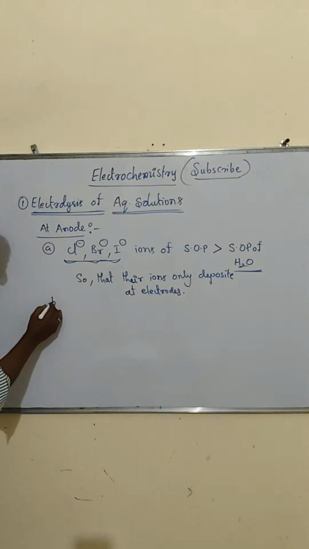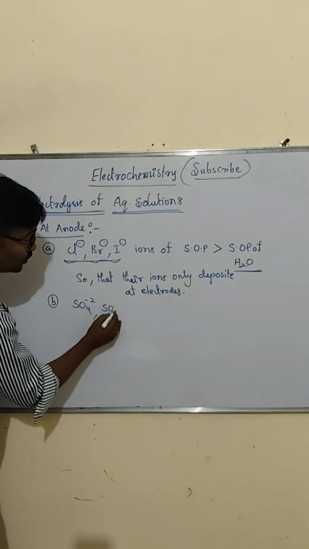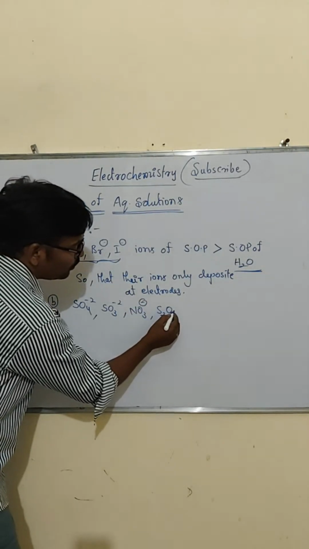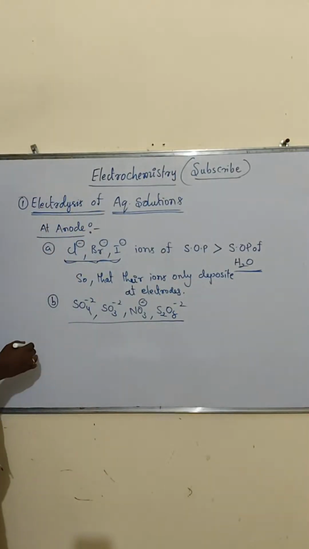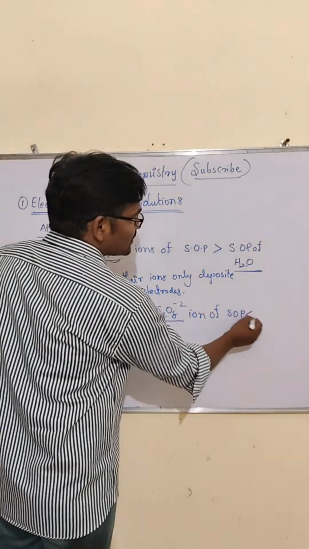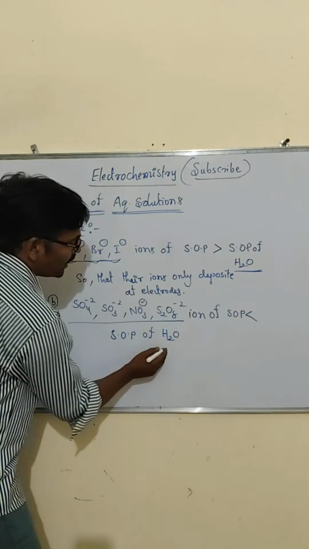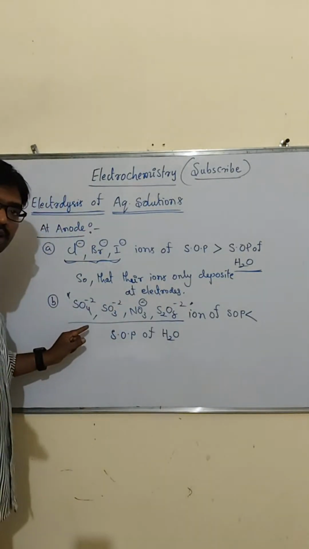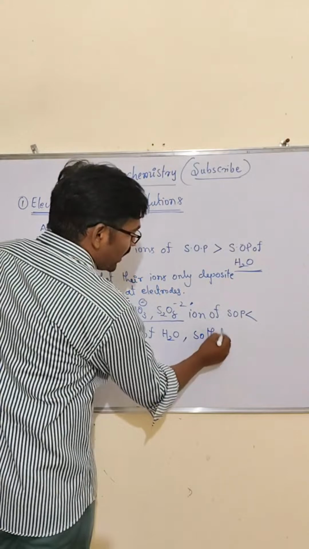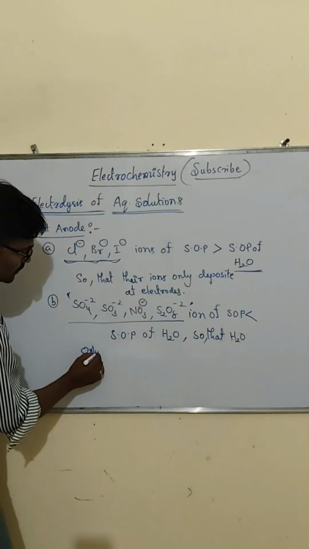Then second one, look at other anions like sulfate SO4 2 minus, sulfite SO3 2 minus, nitrate NO3 minus, thiosulfate S2O8 2 minus. Such types of ions will be there. These ions have standard oxidation potential values less than that of H2O. The standard oxidation potential values of these ions are lower than H2O, so only H2O undergoes oxidation.